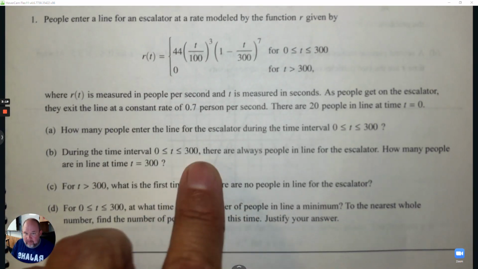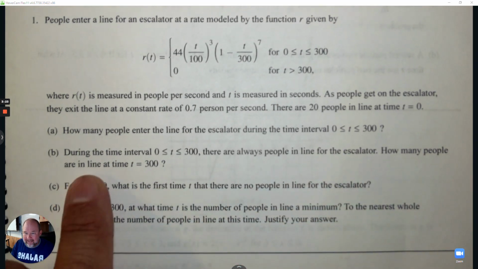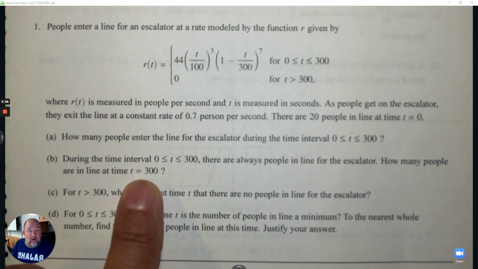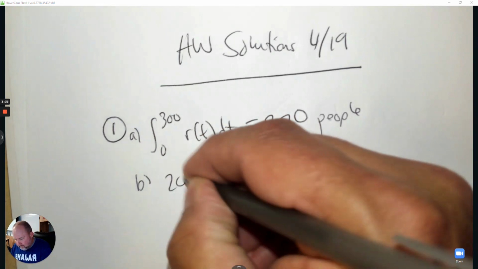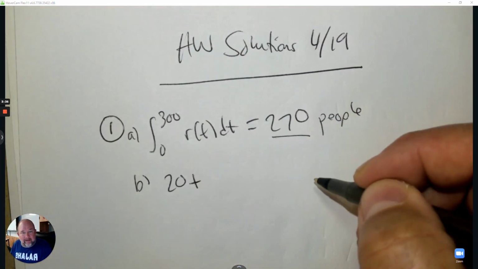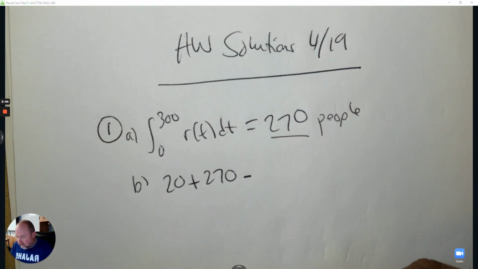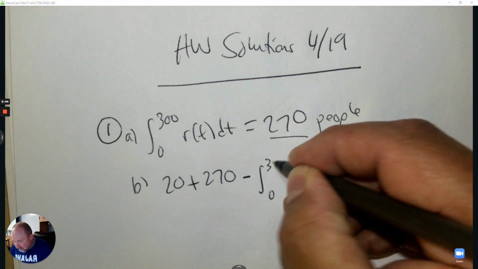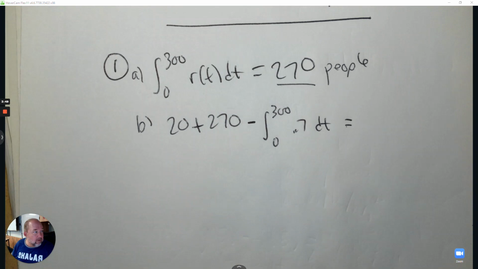Part B. During the time from 0 to 300, there are always people in line for the escalator. How many people are in line at time t equals 300? There are 20 people to begin with, so we need that 20. How many people have entered? 270, and then subtract the removal part. So I'm integrating from 0 to 300 just 0.7. All right, let's type that in.